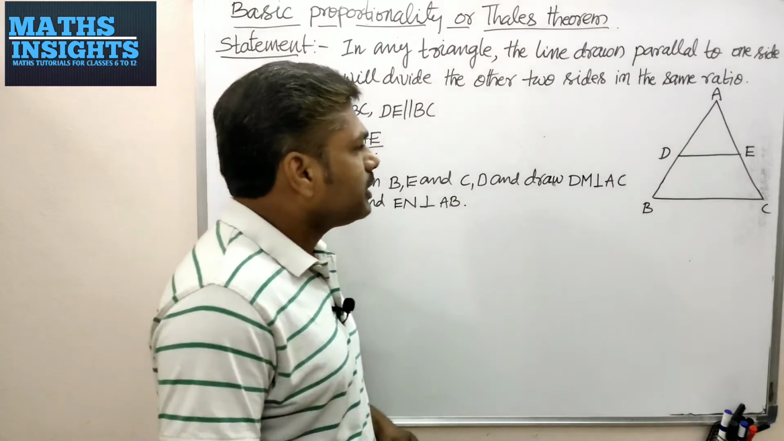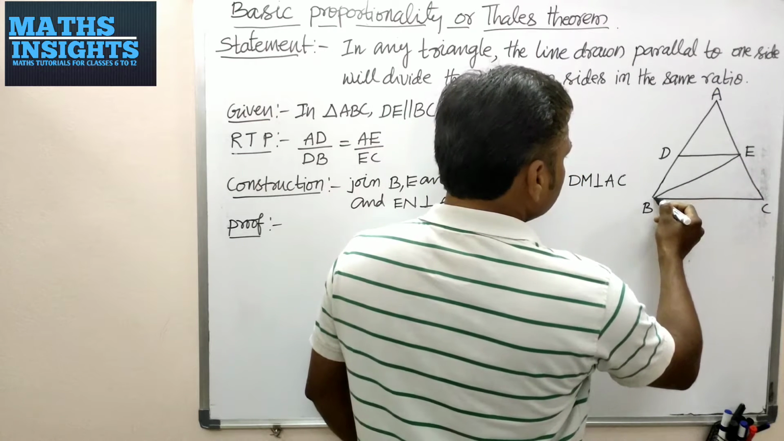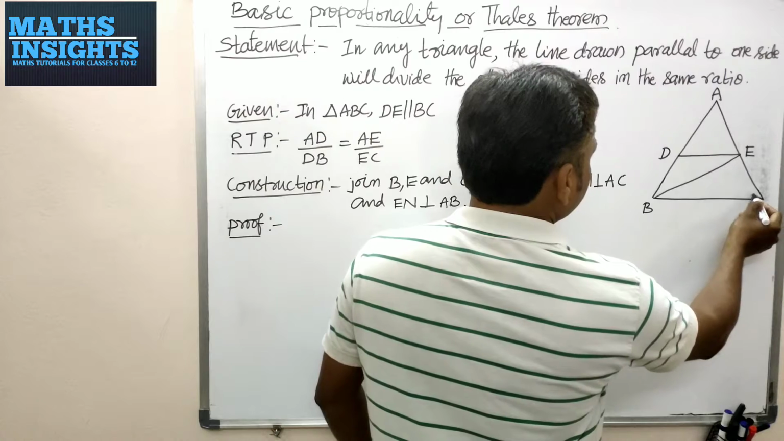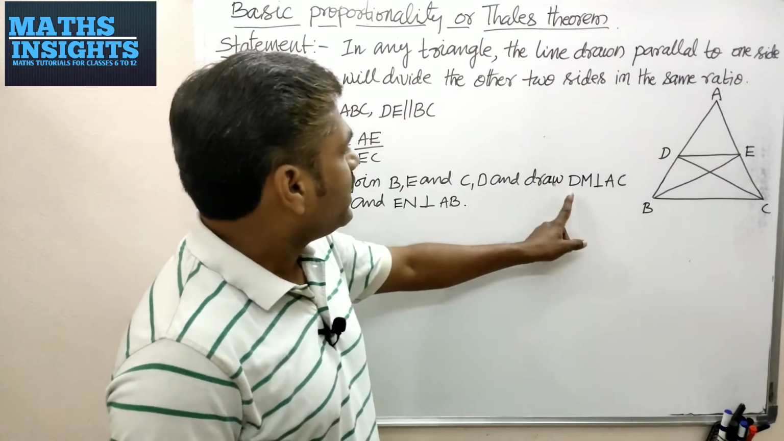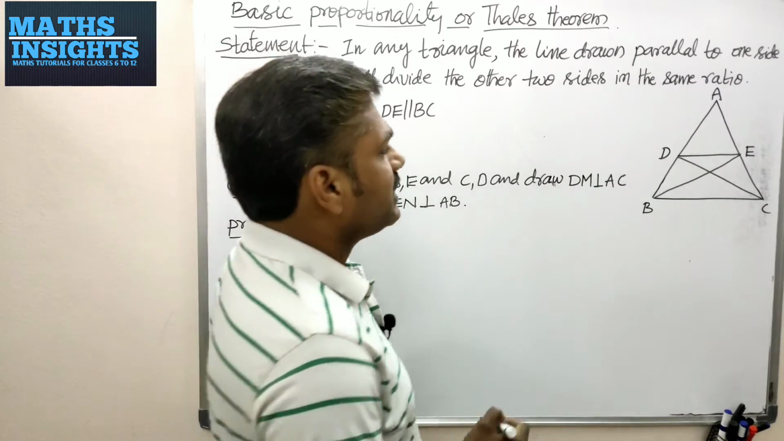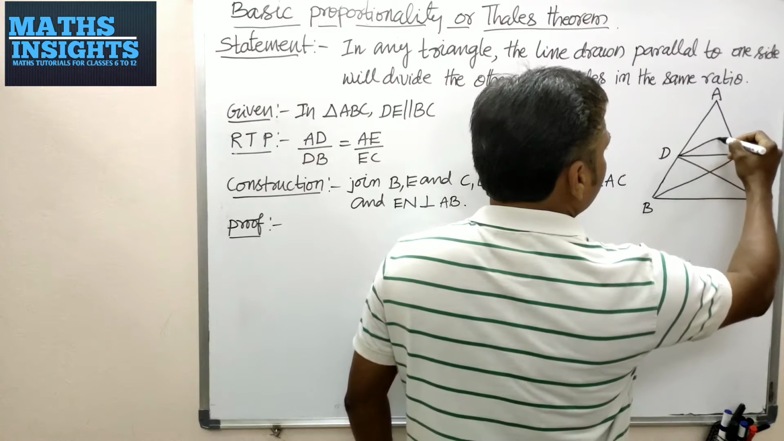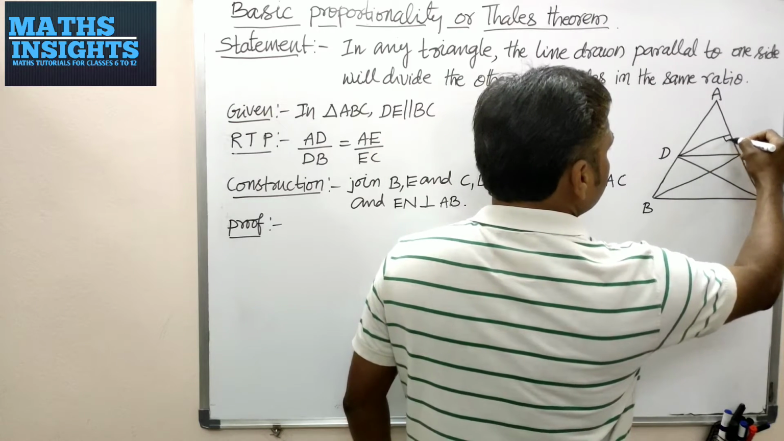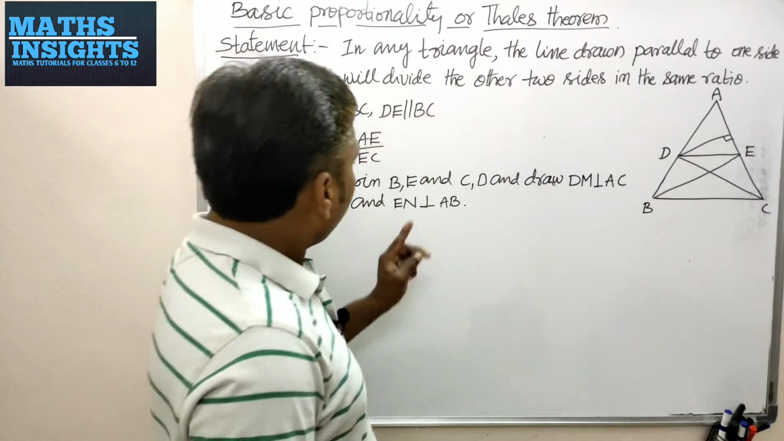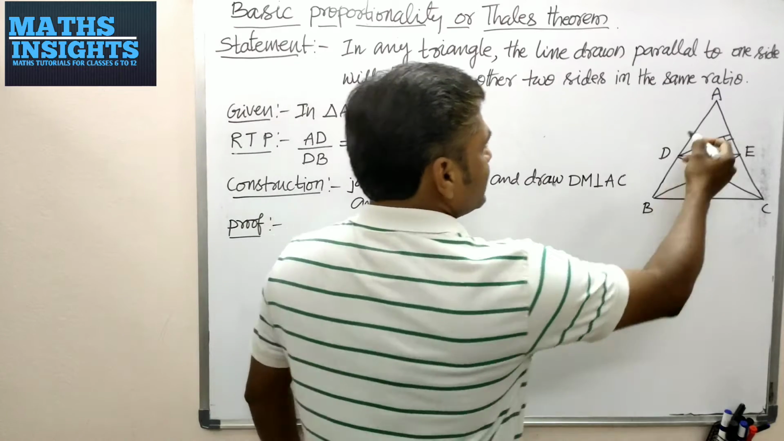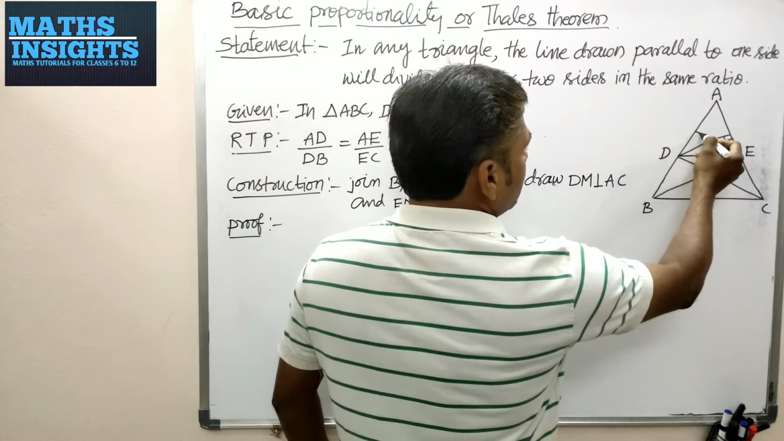You have to join BE. See, I am joining BE and also CD. After joining these two, I will draw DM perpendicular to AC. DM is perpendicular to AC. I am drawing a perpendicular onto AC. Therefore, this is 90 degrees. And also another perpendicular EN, which is perpendicular to AB. This is the side AB. From E, I am drawing another perpendicular here.